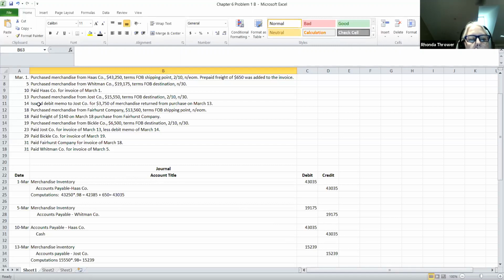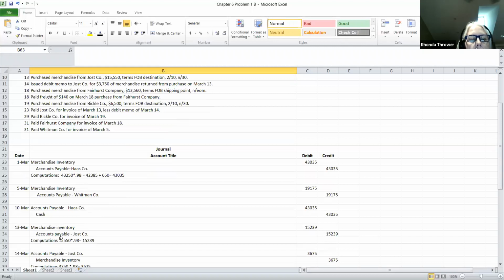On the 13th, we bought merchandise again from the Joss company, $15,550. The terms were FOB destination. That means the seller pays. We're not going to have to worry about any shipping. They offered us this time a 2% discount. So we're buying the merchandise. Our merchandise inventory has to be debited. Our accounts payable is going to be credited for the Joss company.